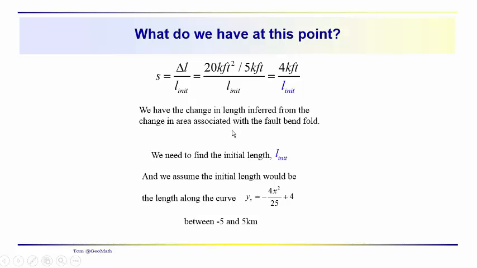So it's hard to calculate the shortening at this point. We have the change in length, so we need to find this initial length, and we're assuming that it would be the length along the curve y sub s is equal to minus 4x squared over 25. That would be the initial length of that shallow fold, if we were to determine the length of that shallow quadratic between minus 5 and 5. That should be kilofeet. I want to change that.